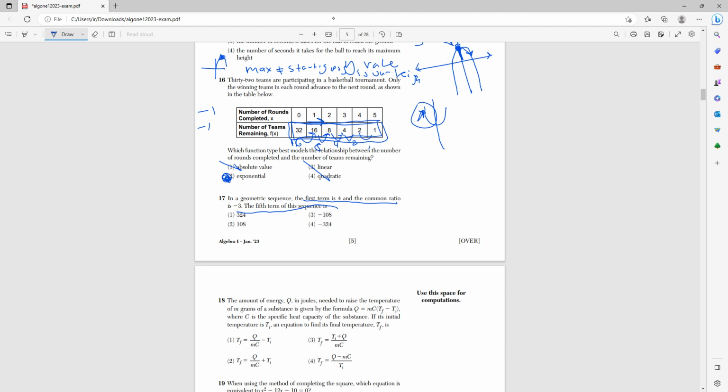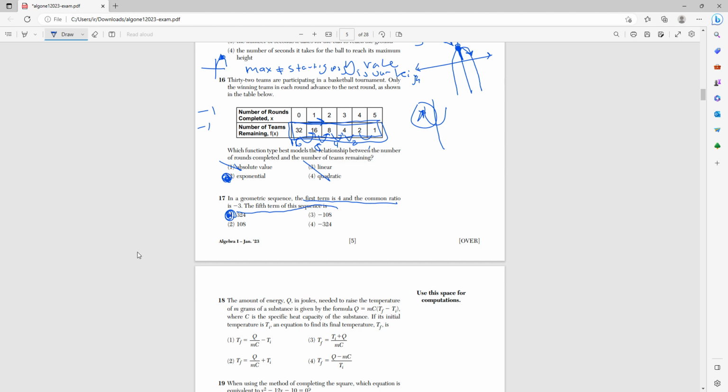Because it's a sequence, right? And then you set your first term to 4, and then you set your common ratio to -3, right? And you graph it, and what you get is 324, right? So I think the fastest way to do this is just to set your plot in your calculator to sequential and just plug it in.